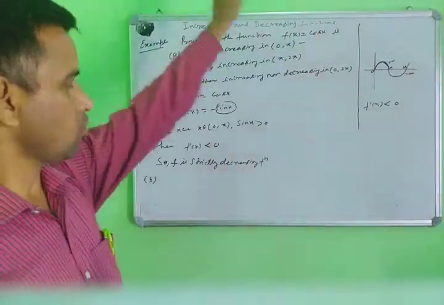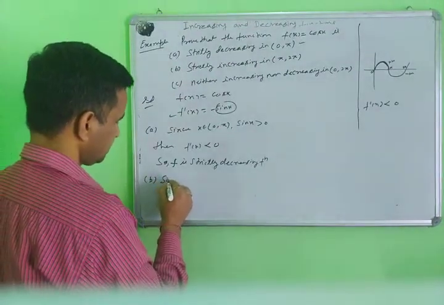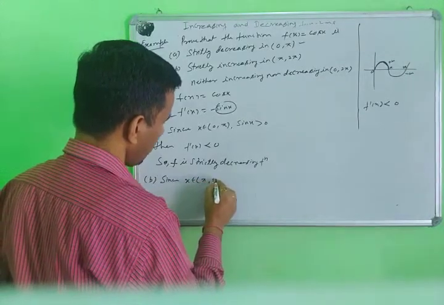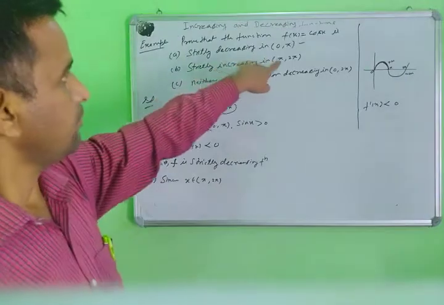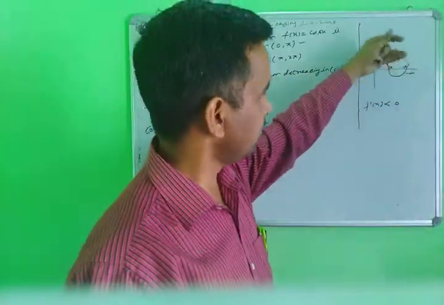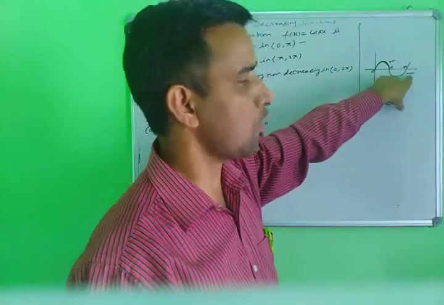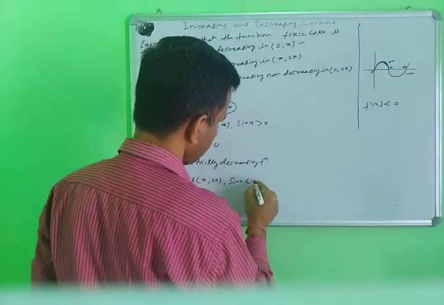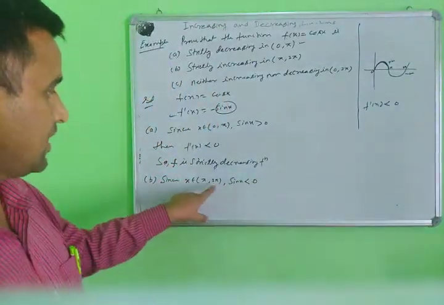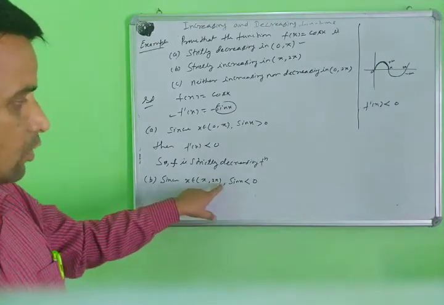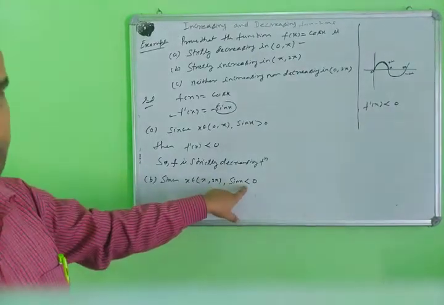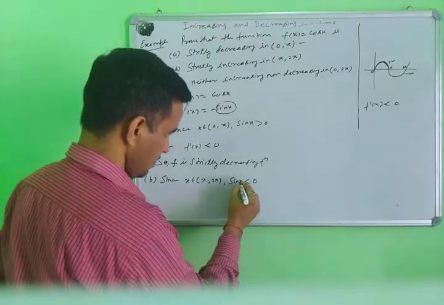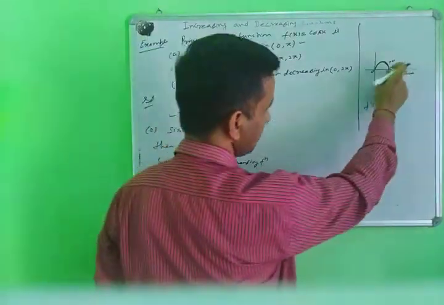Now the second part, strictly increasing in pi to 2 pi. Same here, since x belongs to pi to 2 pi. The interval pi to 2 pi is below the x-axis, so the value is always negative. So sin x is less than 0. Because it is an open interval, we don't use the equal sign. If it is a closed interval, then use the equal sign. So from pi to 2 pi the value of sin x is always less than 0, because it is a negative value.